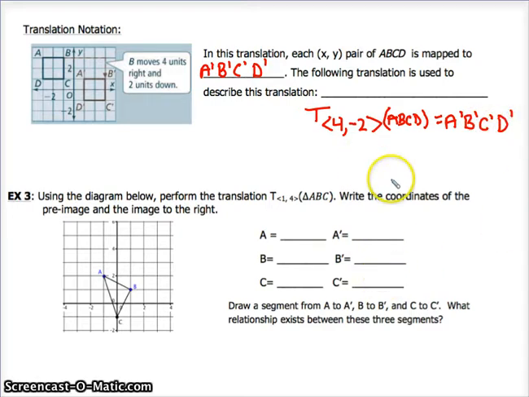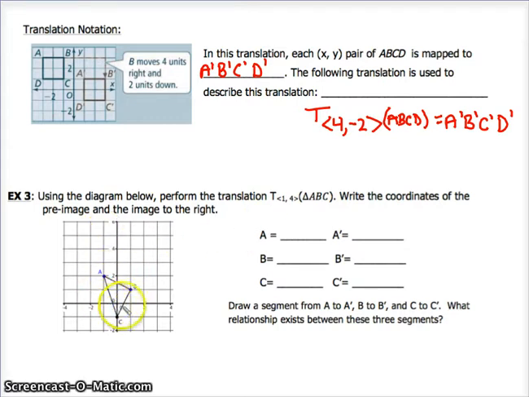Let's take a look at a translation in action here. It says use the diagram below, perform the translation, and let's break this down. This T tells me I'm doing a translation. The subscript tells me in what direction I'm translating. So this tells me I'm moving 1 unit to the right and 4 units up. The first one tells me left or right, the second one tells me up or down. And then we're going to write the coordinates of the pre-image and the image.